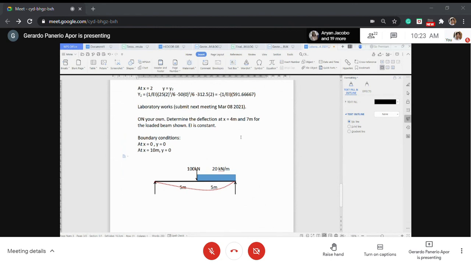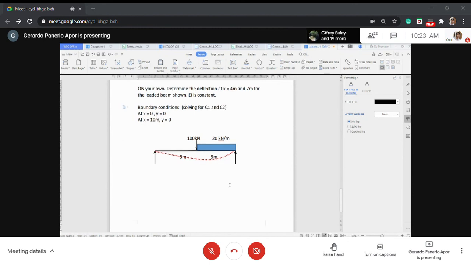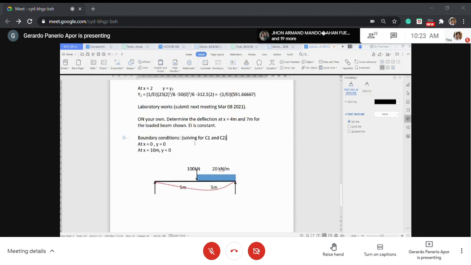You can only say that there is a point where the tangent line is 0, and that is the lowest point. But finding the lowest point involves the problem in maxima and minima. You can actually do that. But with these two, this is enough to solve for C1 and C2. So you can use this.